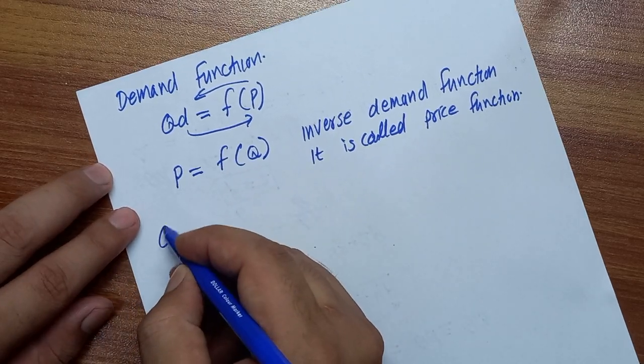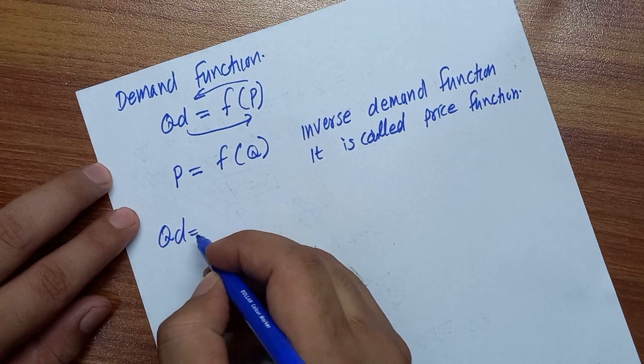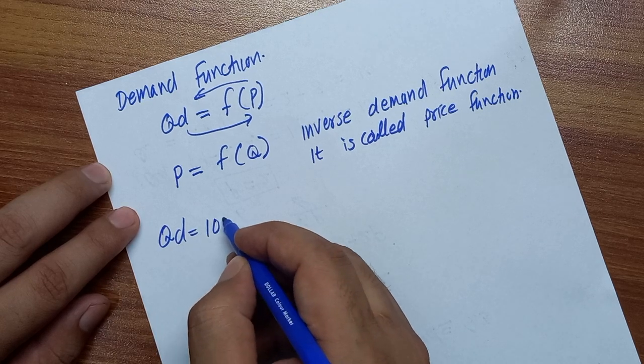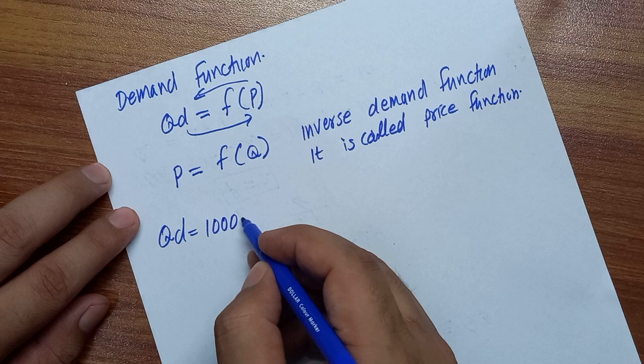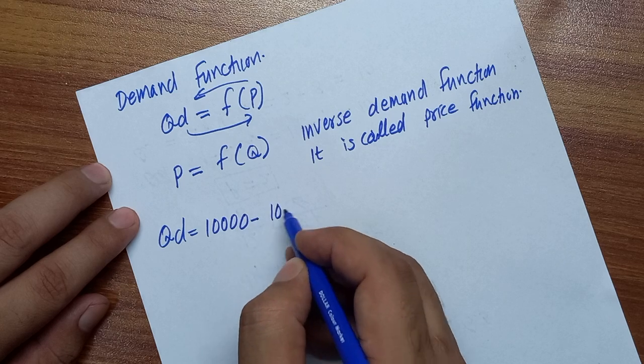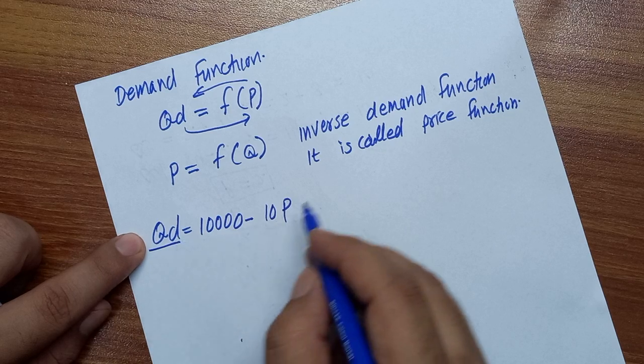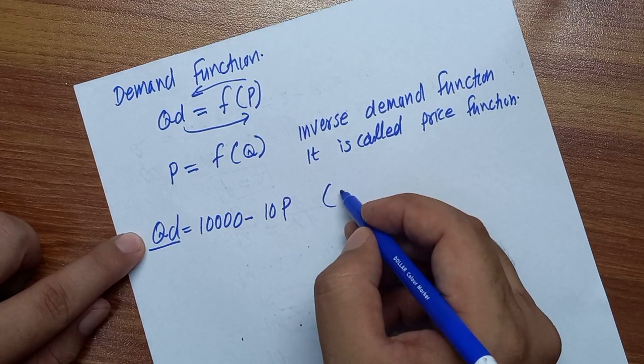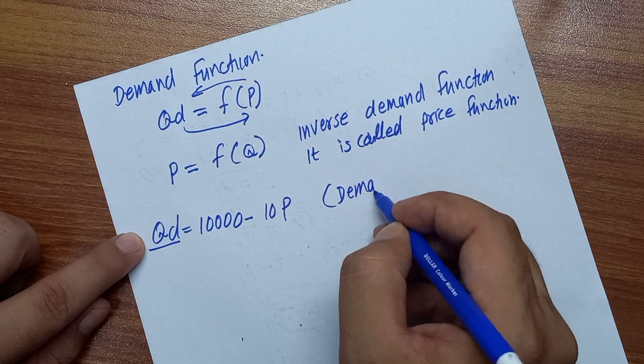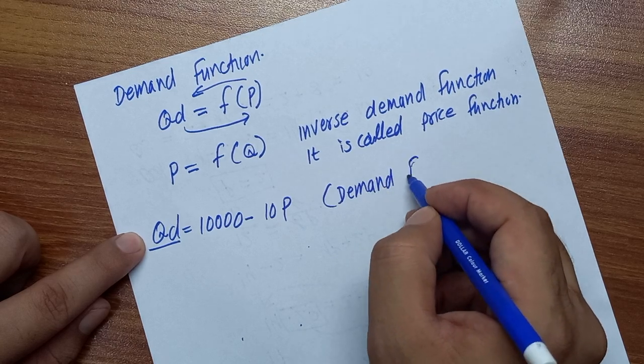We have equation QD is equal to 10,000 minus 10p. So this is which function? This is a demand function. So I'll write demand function.